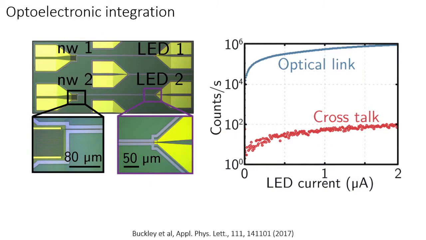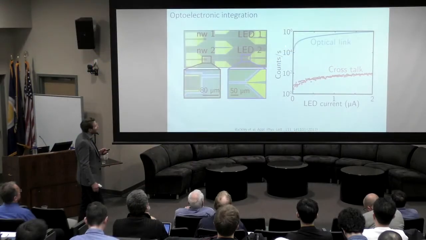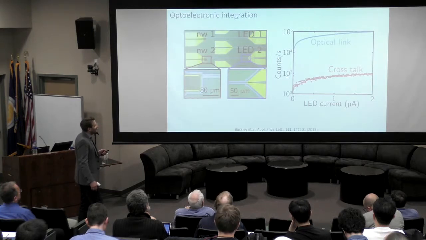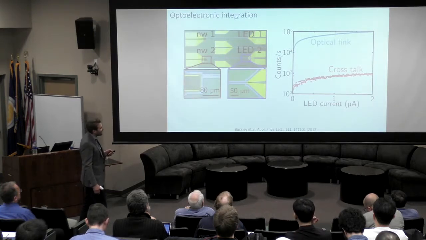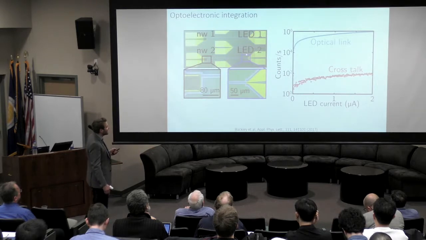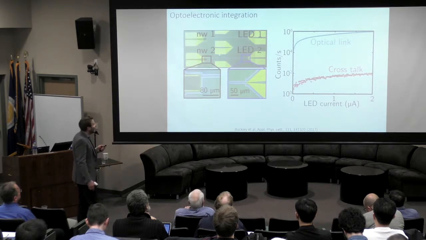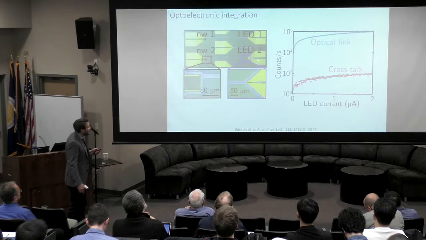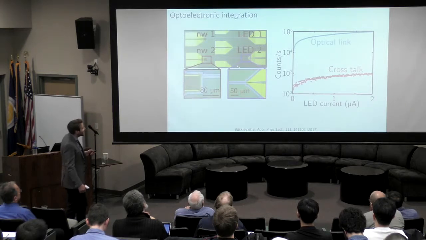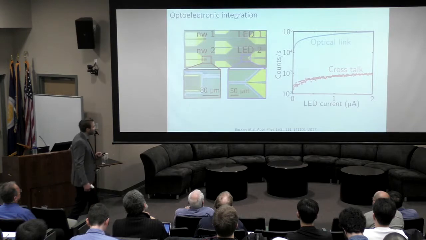We have an LED right here coupled through a waveguide to a nanowire. And this plot is showing the counts per second on this nanowire as a function of the LED forward bias current. And you can see that we have established an optical link with about 1 million photons per second getting from the source to the detector. And on this detector over here, which is not connected to the LED by a waveguide, we're down by about 40 dB. So the light is truly coupled in through the waveguide.